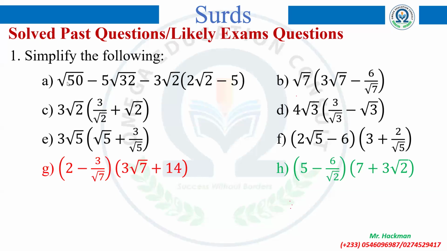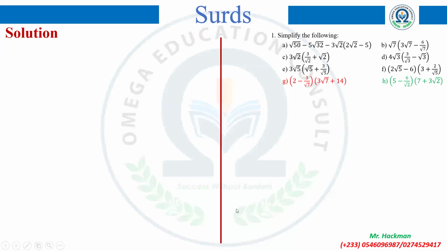So without much ado, let's look at the first set of questions under the solved past questions or likely exam questions. We are supposed to simplify the following. We are going to start with A. And A, we know its nature. We are not worried at all. All the questions there, we know their nature and we will know how to deal with them. Only that as we move along, I will be giving you hints, advising and instructing you on the best option to go about it.